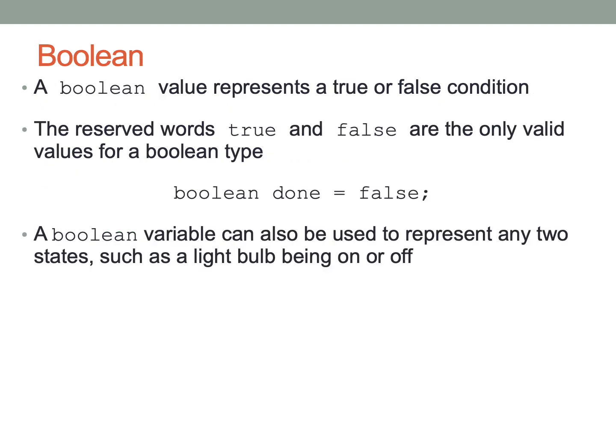Now, let's look at boolean. A boolean value represents a true or false condition. The reserved words true and false are the only valid values for a boolean type. For example, boolean done equal to false. See here that the word false, F is in small letter. If the boolean is true, T is also in small letter. A boolean variable can also be used to represent any two states, such as a light bulb being on or off.